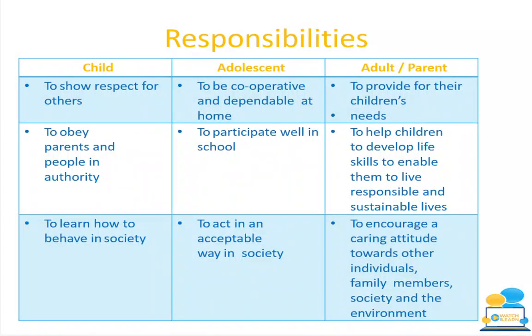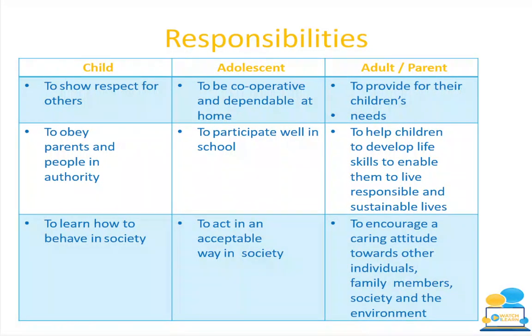Responsibilities do differ according to the stage of the life cycle. In home ec, we will look at child, adolescent, which you now know is also a teenager, and adult or parent. A child's responsibilities include the responsibility to show respect for others, okay? So in school, you would be nice, you wouldn't be mean to anyone, you would be respectful to everyone, you wouldn't call them names, you wouldn't bully them. You have the responsibility to obey parents and people in society, and you have a responsibility to learn how to behave in society, so not run around screaming in a shop.